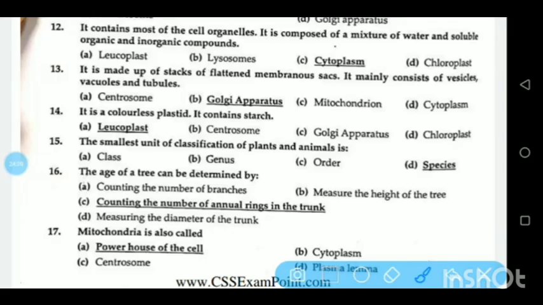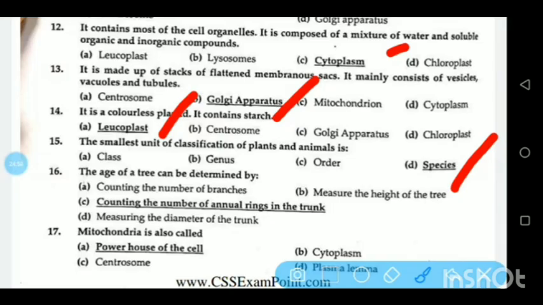It contains most of the cell organelles. It is composed of a mixture of water and soluble organic and inorganic compounds. Cytoplasm. It is made up of stacks of flattened membranous sacs. It mainly consists of vesicles, vacuoles and tubules. Golgi apparatus. It is a colorless plastid. It contains starch. Leucoplast. The smallest unit of classification of plants and animals is species.